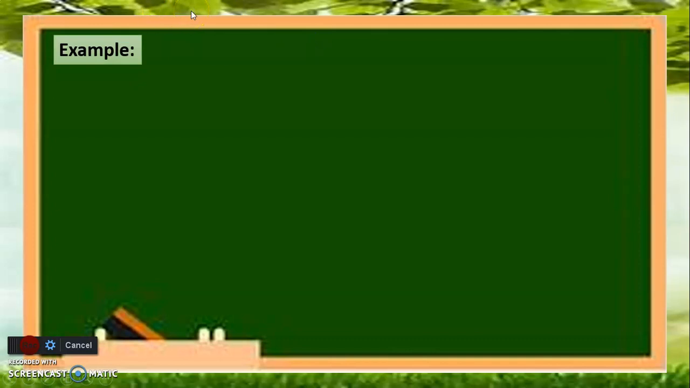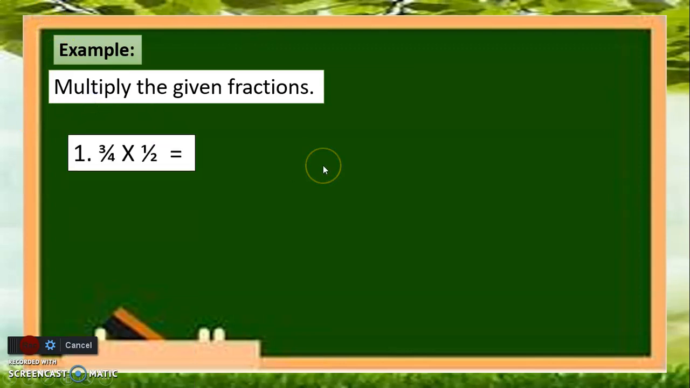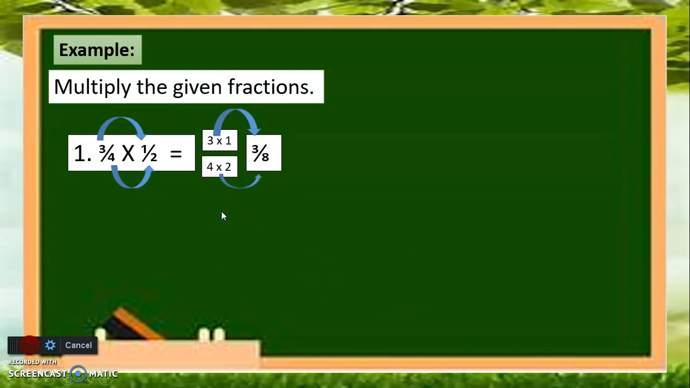Let's take this example to understand. Multiply the given fractions. Let's identify the numerators and then the denominators. The numerators are 3 and 1, which can be found at the upper part of the fractions, and 4 and 2 are the denominators that can be found at the lower part of the fractions. So 3 times 1 and then 4 times 2 must be multiplied in order to get the answer. 3 times 1 is 3, 4 times 2 is 8. So your answer is 3 over 8.